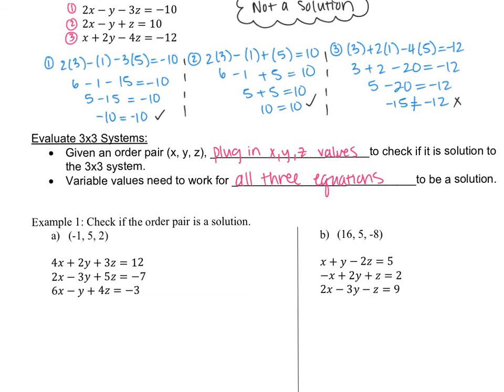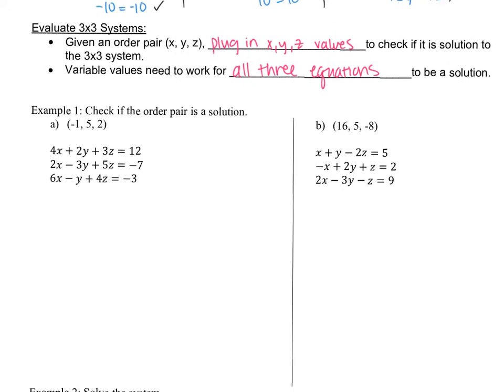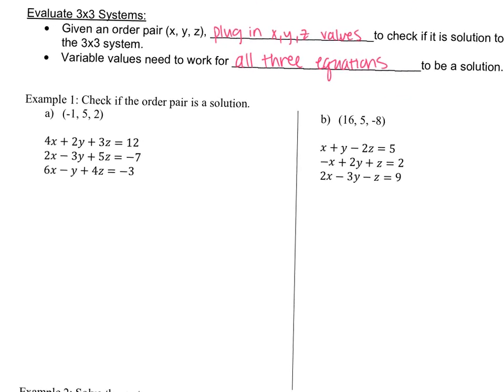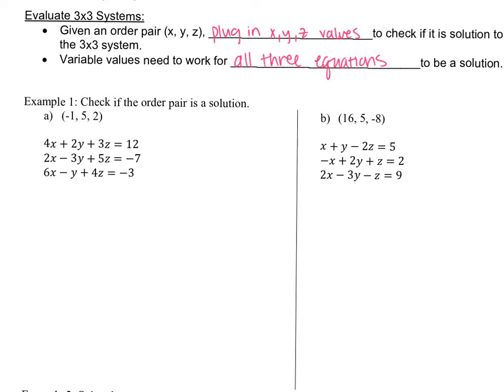So let's do 2 more examples for this idea here, just to get a better sense of it. Again, you're given an ordered triple, so a coordinate. This is my x, this is my y, this is my z, and it always goes in that alphabetical order. And I have my equations. I'll go ahead and number them so I know which equation I'm working on. I'm going to plug in my x, my y, and my z to every equation until they work for all of the equations or until one of them fails.